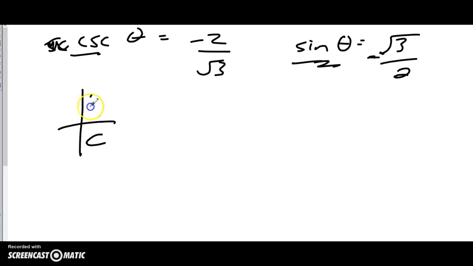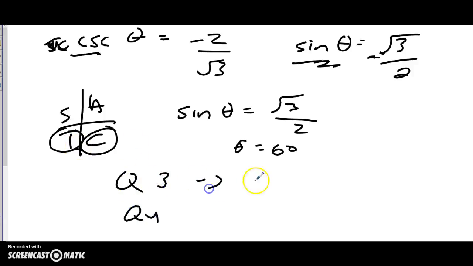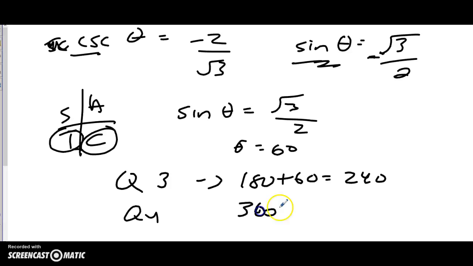That question here, let's use CAST law. Positive, positive here, and negative, negative here. So my answers are here. What I'm going to do is look up at my table. Sine theta is equal to root 3 over 2 when theta is equal to 60. That's great, but I want quadrant 3 and quadrant 4 answers. So to get to quadrant 3, I go 180 plus 60, which is 240. And here I go 360 minus 60, which is 300. So my angles are 240 and 300. That's how I would do that. I know there are other tables for that sort of thing, and if you want to use them, use them.